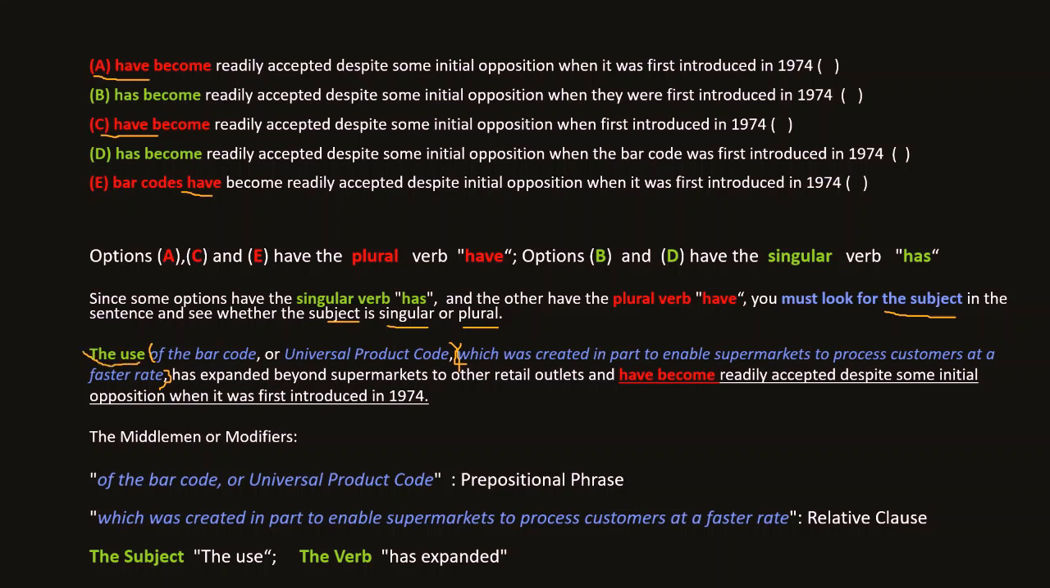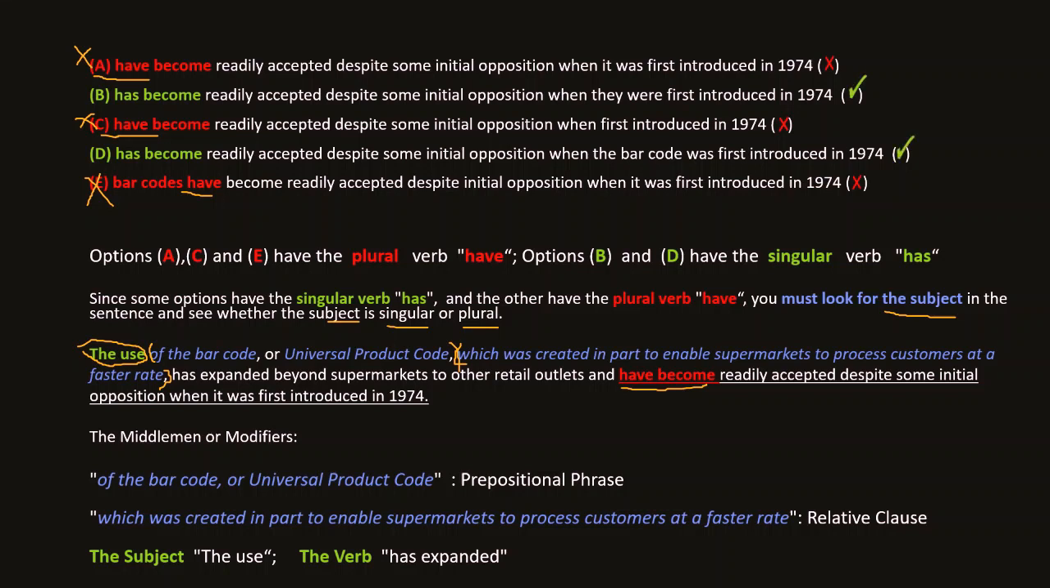Now you need to eliminate all the options which have plural verbs. So how many options have plural verbs? Option A, option C and option E are eliminated because they have the plural verb have. Now 2 options, namely B and D, are left. You must look for differences between these 2 options. What differences do you see between these 2 options?